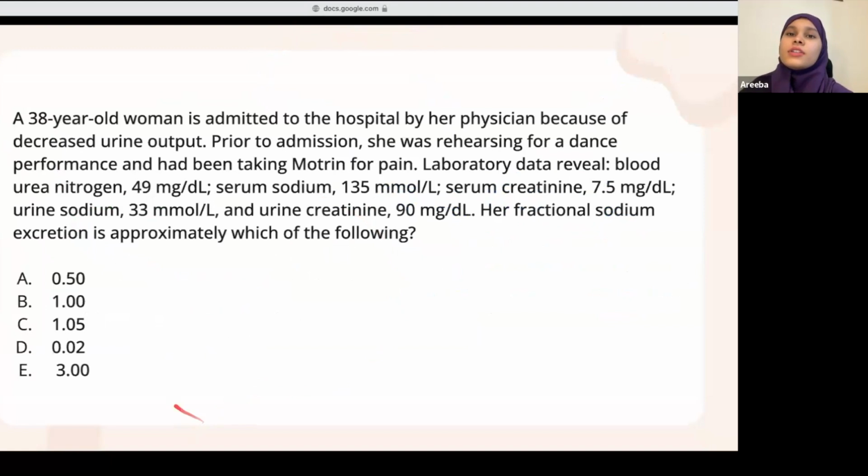Okay. So a 38-year-old woman is admitted to the hospital by her physician because of decreased urine output. Prior to admission, she was rehearsing for a dance performance and she had been taking Motrin for pain. Laboratory data reveals blood urea nitrogen is 49, serum sodium 135 millimoles per liter, serum creatinine is 7.5, urine sodium is 33 millimoles, and urine creatinine is 90 milligrams. Her fractional sodium excretion is approximately which of the following?